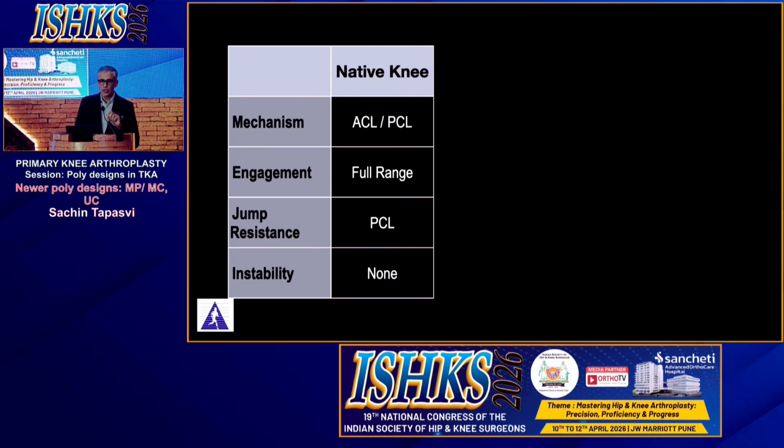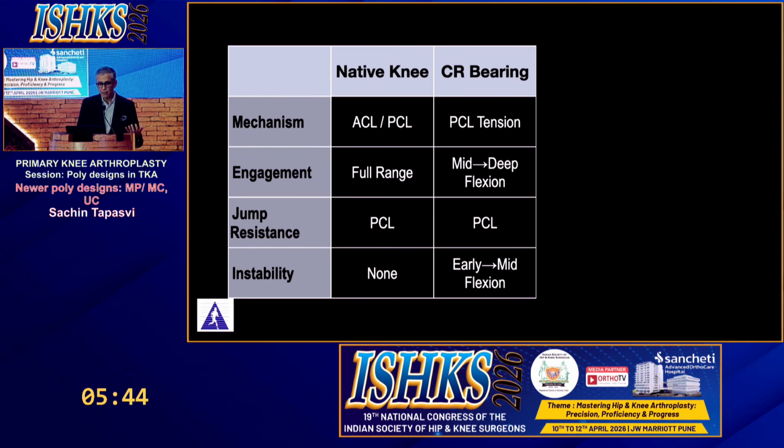Essentially, if you start looking at the different mechanisms, how our knee moves, whether it is a native knee, then we'll predominantly find that the exact amount of resistance is provided by the ligaments. When you move to a CR bearing, it's the PCL tension which is important, and especially from the mid to deep flexion, this engages, and you are likely to have instability in the early to the mid flexion range.